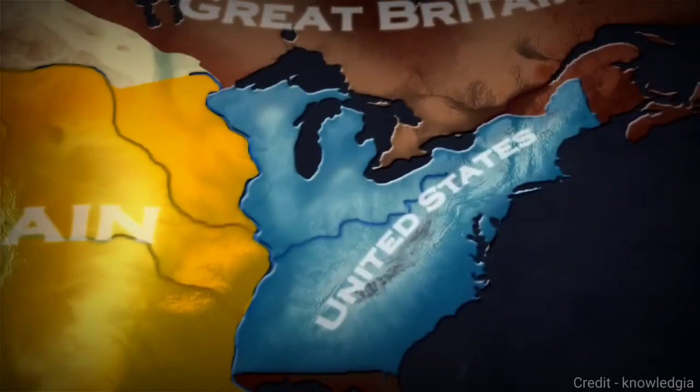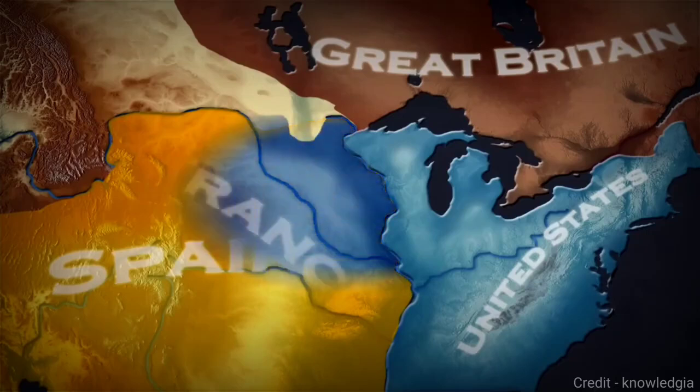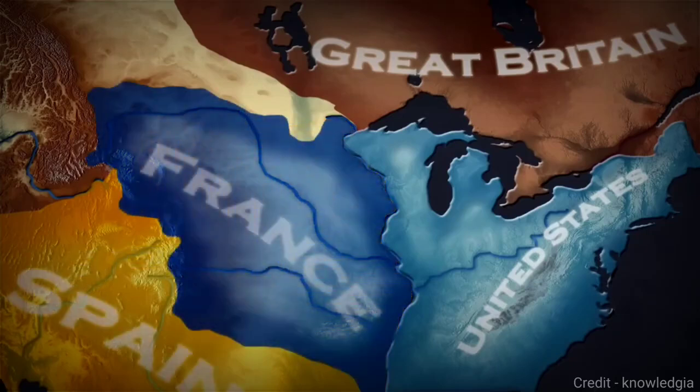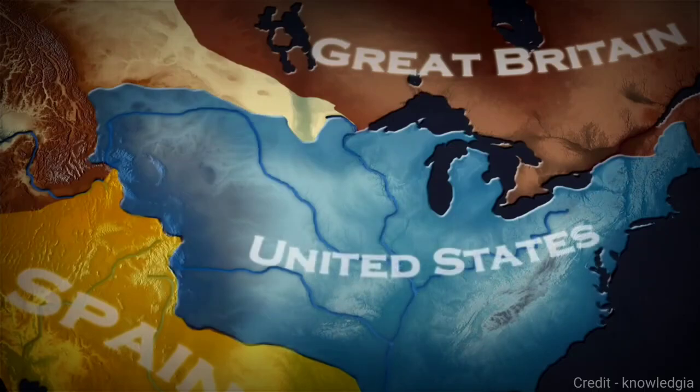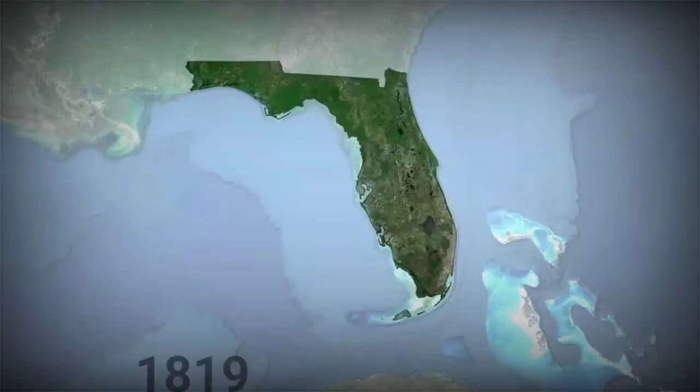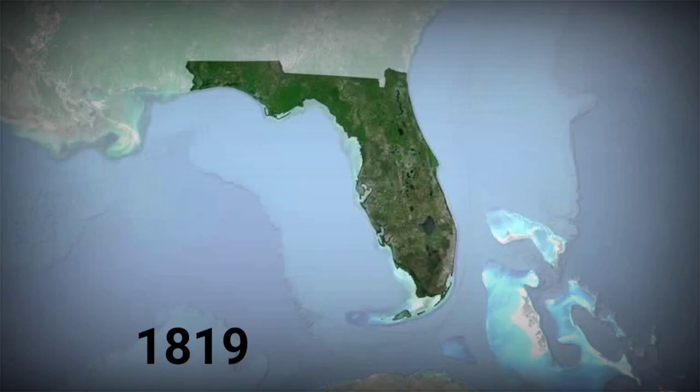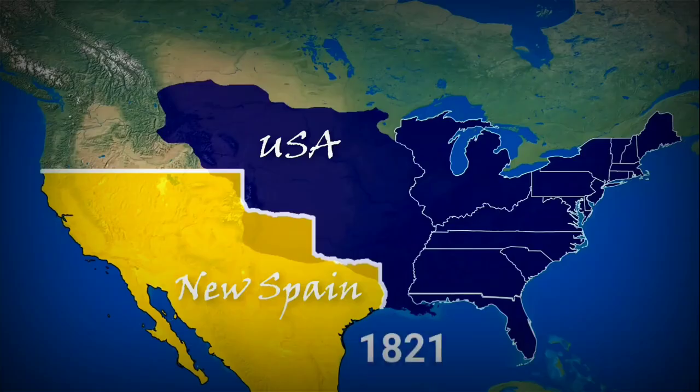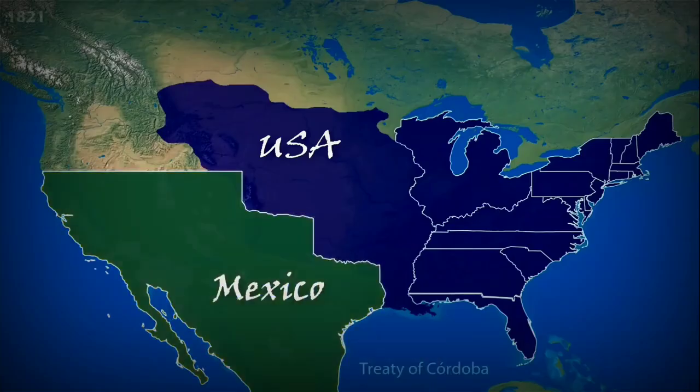At that time, the U.S. was much smaller. Most of the land still belonged to Spain. France soon took back its Louisiana territory from Spain. In 1803, the United States purchased Louisiana from France for $15 million, doubling its size. In 1819, America bought Florida from Spain. By 1821, Mexico had gained independence from Spain.